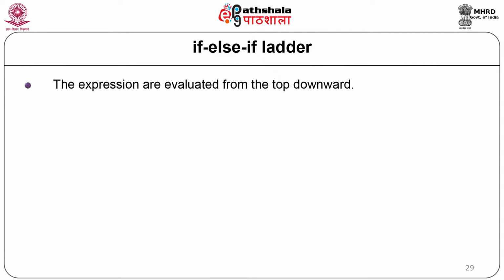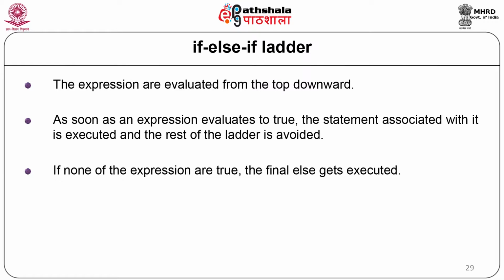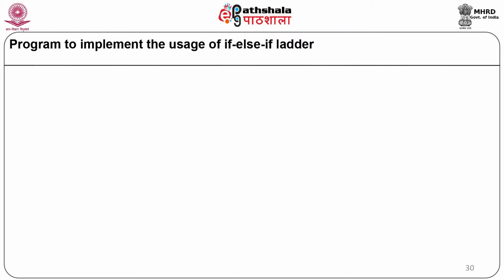Here the expressions are evaluated from top onwards. As soon as an expression is evaluated to true, the statement associated with it is executed and the rest of the ladder is avoided. If none of the expressions are true, then the final else will get executed. Now, let us see a simple program to implement this particular usage of the if-else-if ladder.